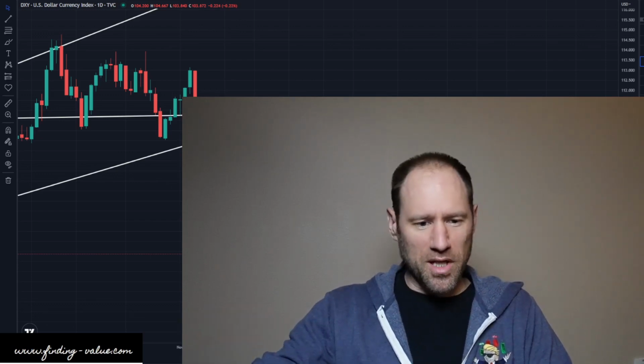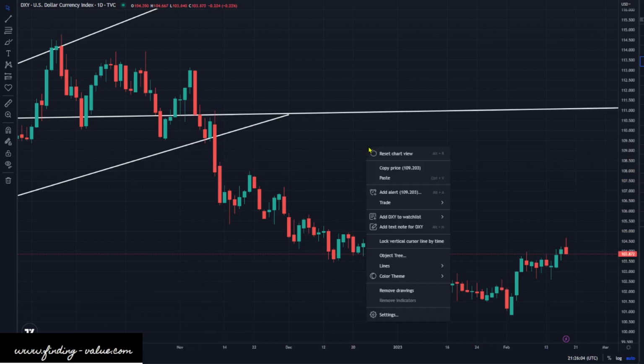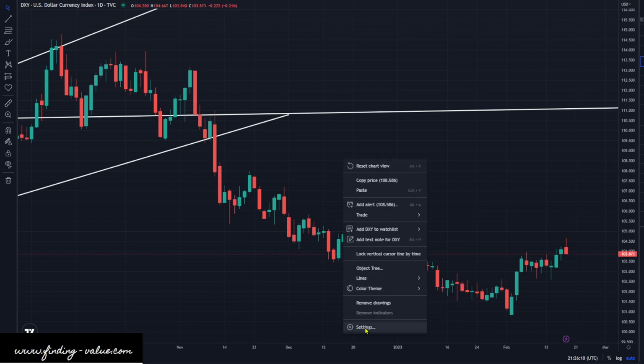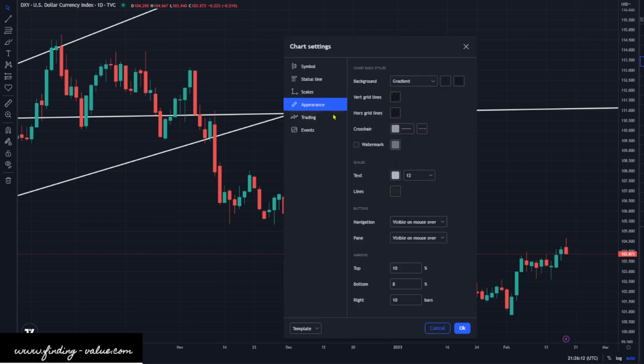I'll give you my financial opinion here. I've got the DXY. Looks like I lost my watermark here. So one second while I add back the watermark. So appearance, watermark, boom. So there it is.